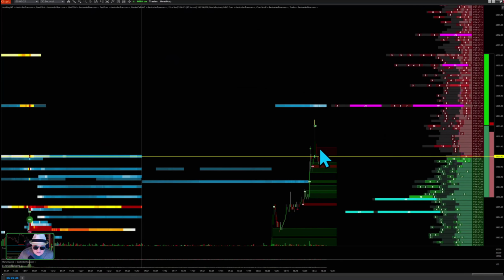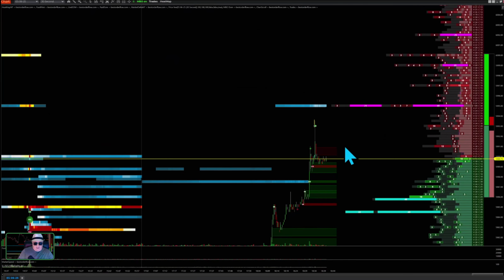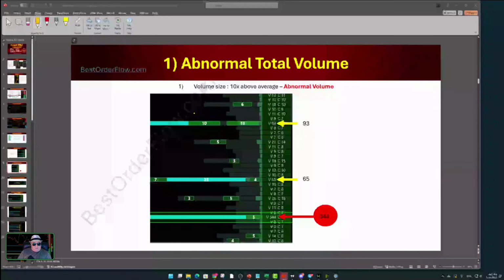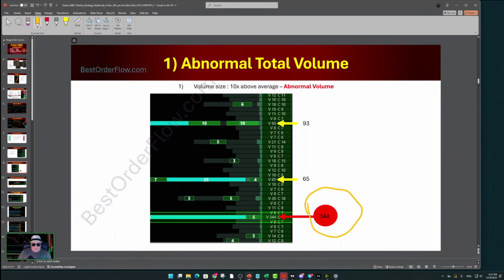I follow these rules. Let me go to the rules again. Okay, that's one of the rules. The volume size is supposed to be abnormal, right? Compared with the average over here. Okay, abnormal is easy to understand.